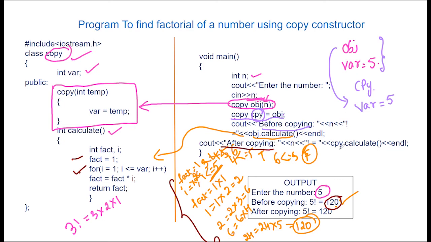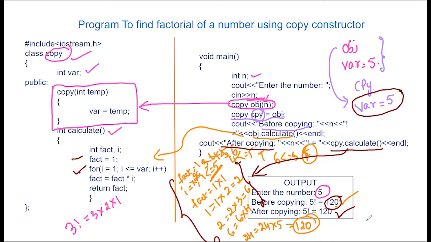Next, what I'm saying, after copying, is cpy.calculate. So what is going to happen when I say cpy.calculate? Again I'm going to call the same calculate function, and since our variable value is 5, the same set of execution is going to get executed, and in this case also I am going to get the value 120.